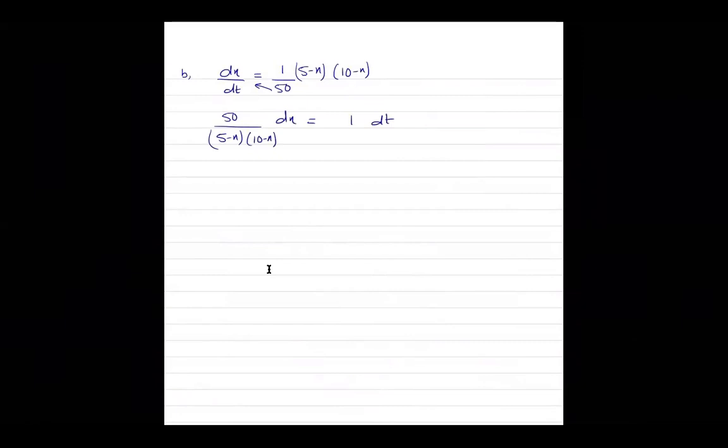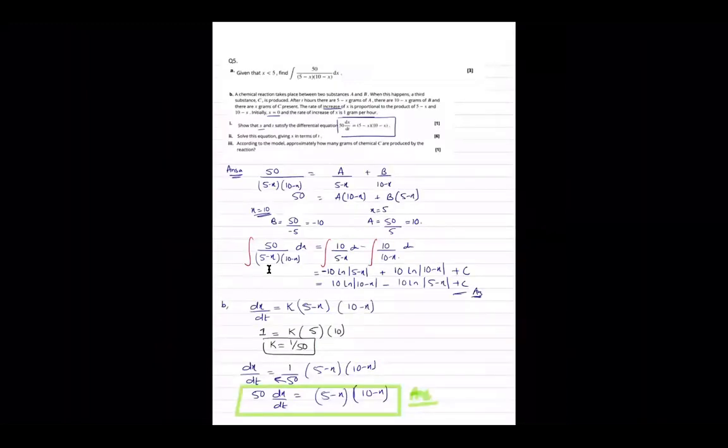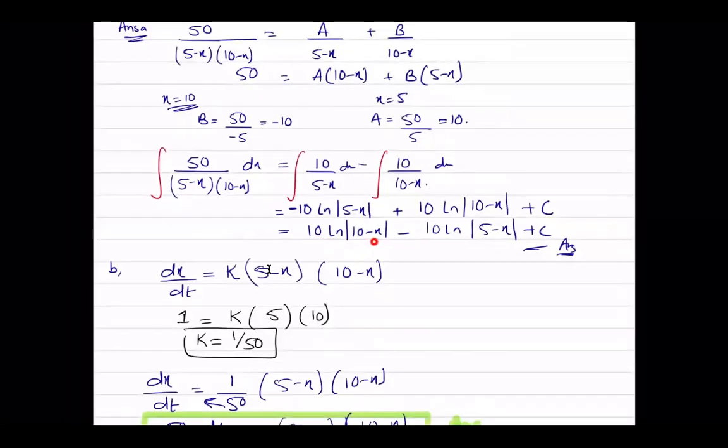I'm doing the separating variable technique: all the x terms on one side and all the other terms on the other side. Now, if I integrate this, does this look familiar to you? Have you just integrated this or not? Yes, sir. In the first part, you have already integrated this. So the integration of 50 upon (5 minus x)(10 minus x) comes out to be 10 ln(10 minus x) minus 10 ln(5 minus x) plus c. So I'm going to copy this result as an integration answer.